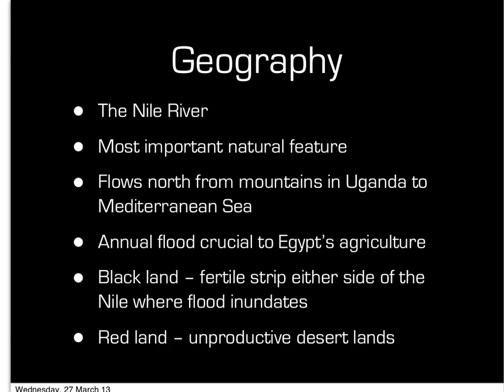So even though it's in the middle of a desert, it was very, very agriculturally rich. And when we look at Rome, you can see why Egypt was the breadbasket of Rome.